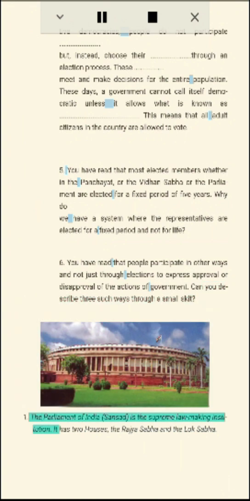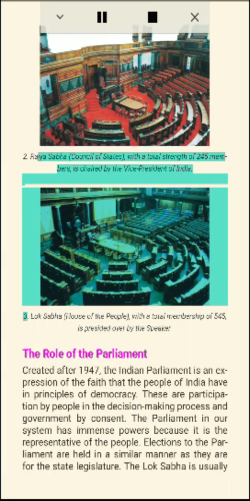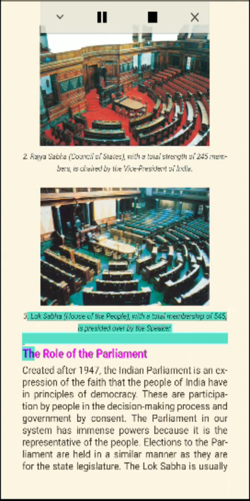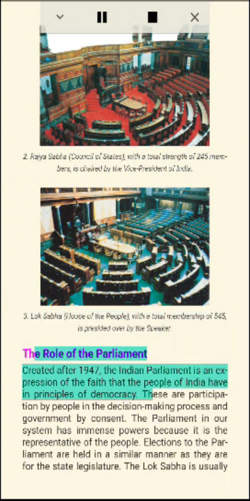1. The Parliament is a law-making institution. It has 2 houses, the Rajya Sabha and the Lok Sabha. 2. Rajya Sabha, Council of States, with a total strength of 245 members, is chaired by the Vice President of India. 3. Lok Sabha, House of the People, with a total membership of 545, is presided over by the Speaker.